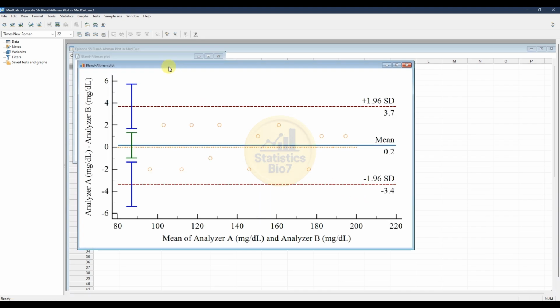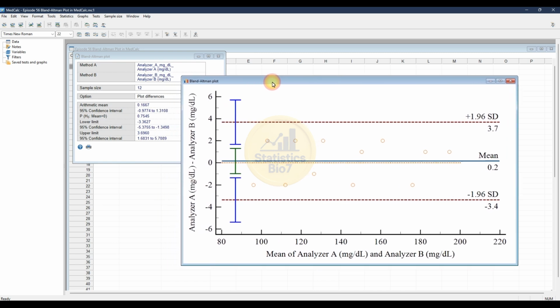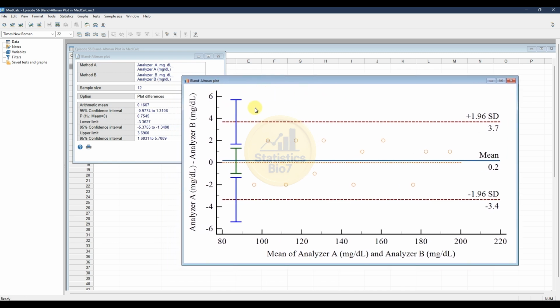Now our data is analyzed. First is the Bland-Altman plot. The x-axis presents the mean of analyzers A and B, and the y-axis shows the difference between analyzer A and B comparatively. The mean is shown in green and the standard deviation limits in blue lines.